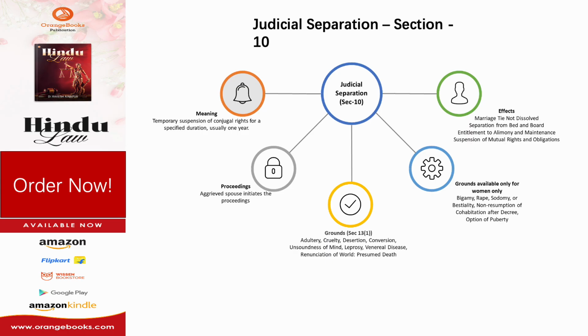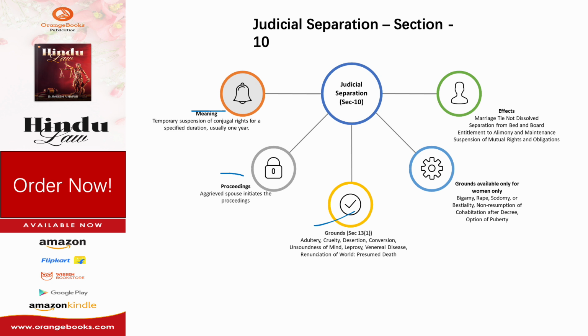Okay, let's recap whatever we discussed so far. The meaning: it is a temporary suspension of cohabitation, where husband and wife can live separately. Then the proceedings: the aggrieved party, whoever wants judicial separation, can file a petition. Then the grounds for judicial separation are adultery, and there are many other grounds as discussed here: adultery, domestic violence, cruelty, renunciation, or conversion of religion, etc.